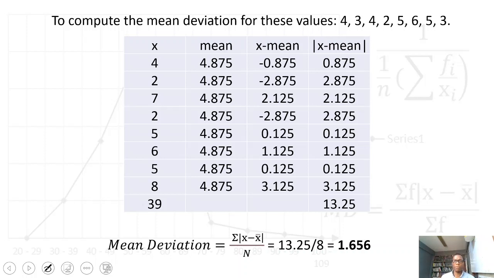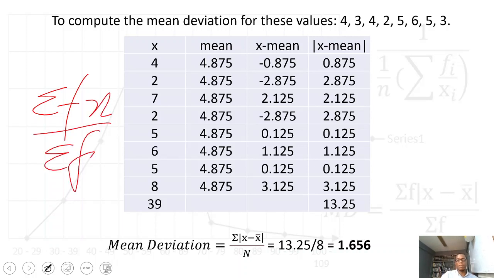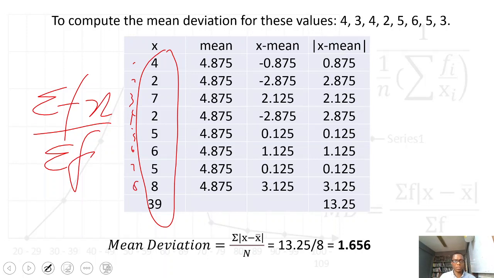We will remember that the formula for mean is summation of fx over the summation f, or put simply, we will just need to add up all these numbers and then divide that by the total number of observations. In this case, we have 1, 2, 3, 4, 5, 6, 7, 8 observations. So if we add all these up and divide by 8, we will have our mean. That's how we got this figure here. We added these up and then divided by 8. That gave us a mean of 4.875.